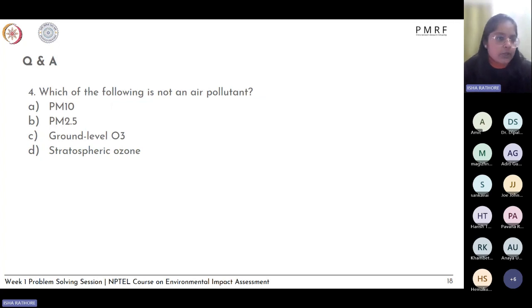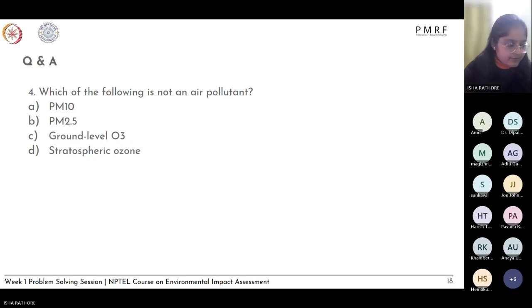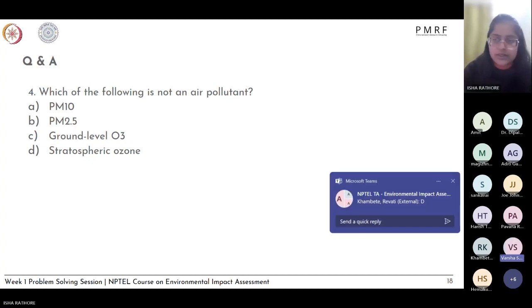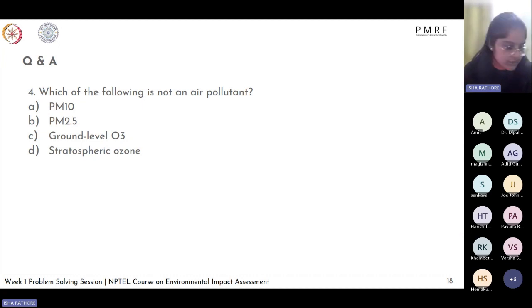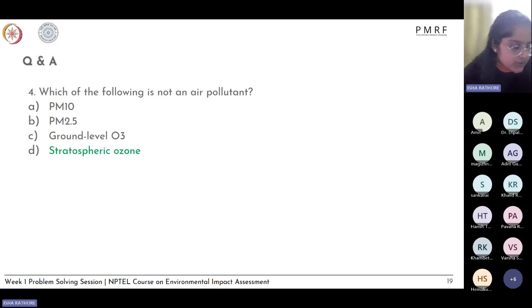Which of the following is not an air pollutant? A, PM10, B, PM2.5, C, ground level ozone, O3, or D, stratospheric ozone? Okay, we have one answer again, D, by Aditi. Somebody said stratospheric ozone. Khambate also says D. So D is the correct answer. I would request people to just post it in the chat instead of unmuting themselves and saying it. Since we have a lot of participants, it's better to post your answers in the chat box.